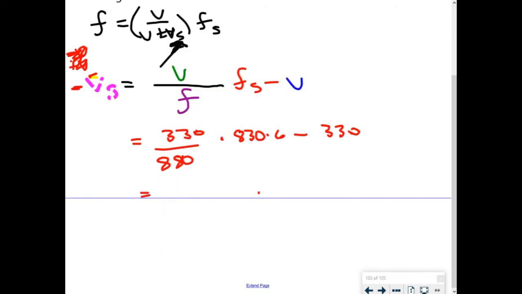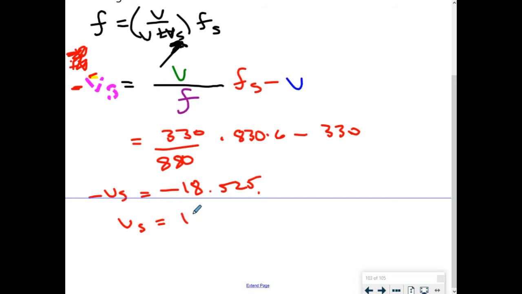So I'm going to solve that. 330 divided by 880 times 830.6, and then minus 330. And I'm going to get a negative number when I'm done. I got negative 18.525. But that's what negative Vs is equal to. So just kind of ignore the negatives.